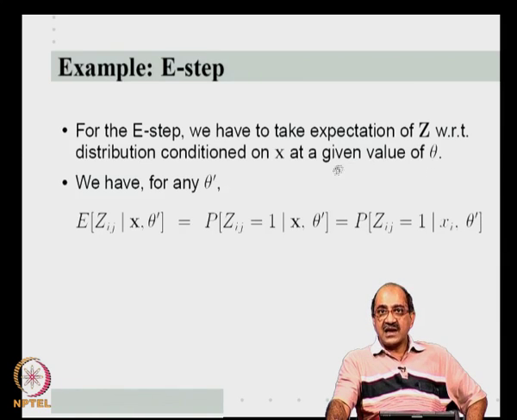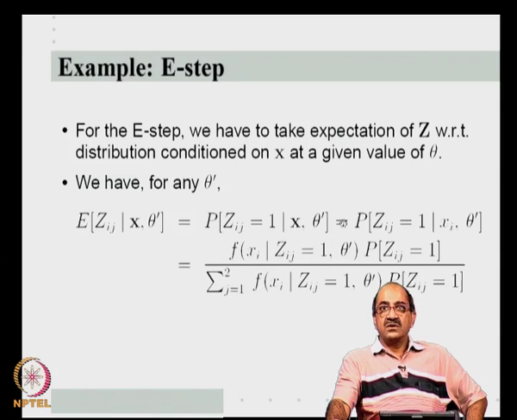Now, this expression I can invert using Bayes theorem. So, using Bayes theorem I can write this as f of xi given zij equal to 1, times the probability zij equal to 1, divided by the summation over j of the same thing.